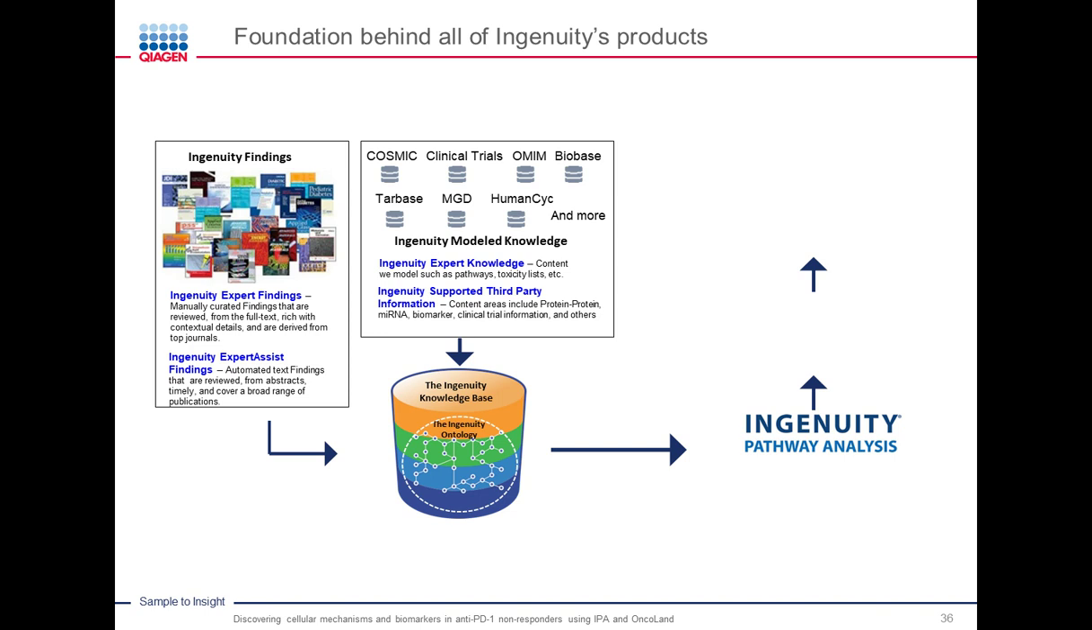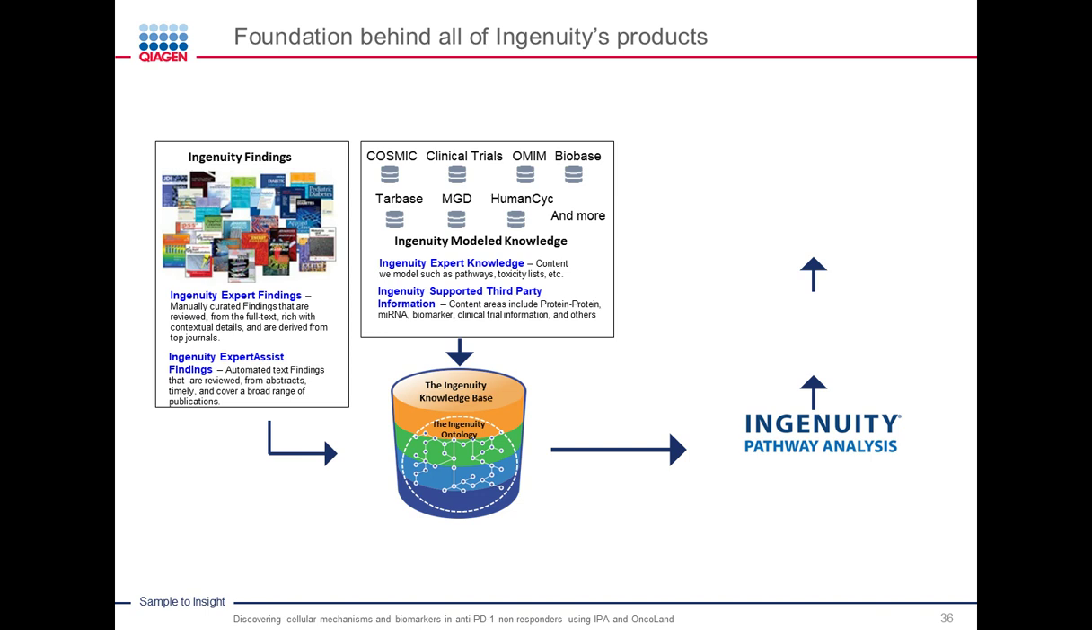In addition to that, we also have curation from third-party data sources. These are data sources such as BioGRID, which has protein-protein interaction, clinicaltrials.gov, which has information about clinical trials, TarBase, which has information about microRNA, and HumanCyc, which has information about metabolites and pathways and such, right? So our team curates information both from peer-reviewed publications and third-party data sources.